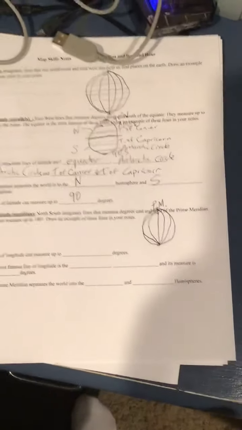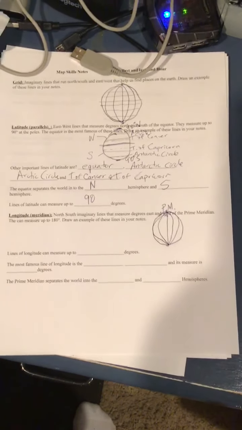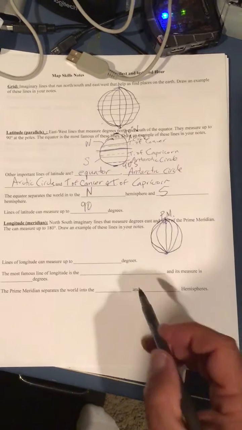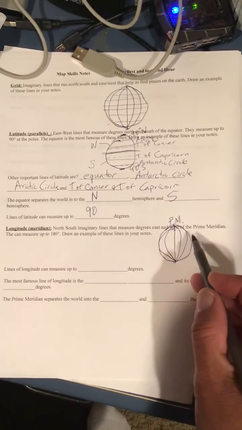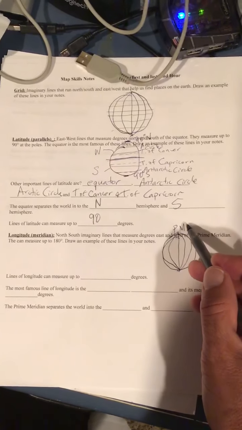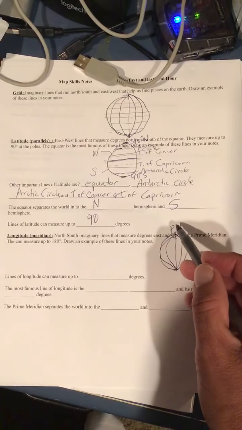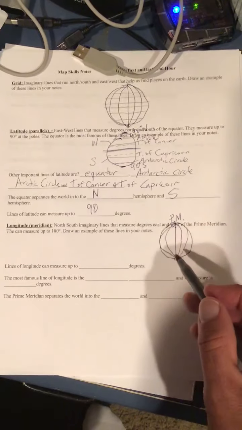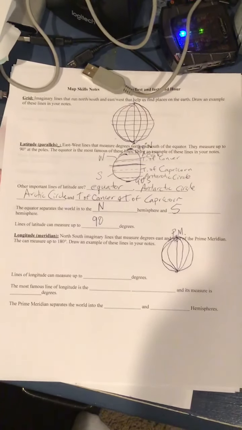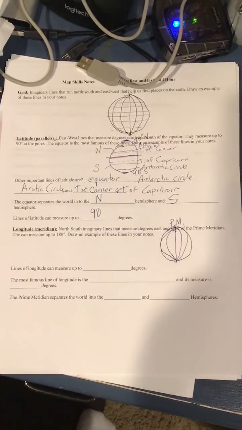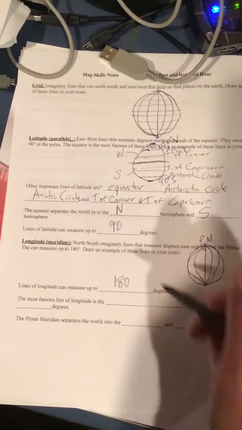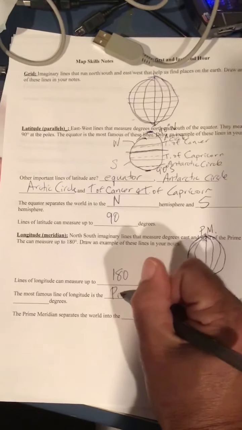Anyway, those are lines of longitude, okay? And they measure up to 180 degrees. So you start at 0 and you march your way all the way to the other side of the globe, and it's 180, and then it starts counting back down again. Lines of longitude can measure up to 180 degrees. The most famous line of longitude is, you guessed it, the prime meridian.